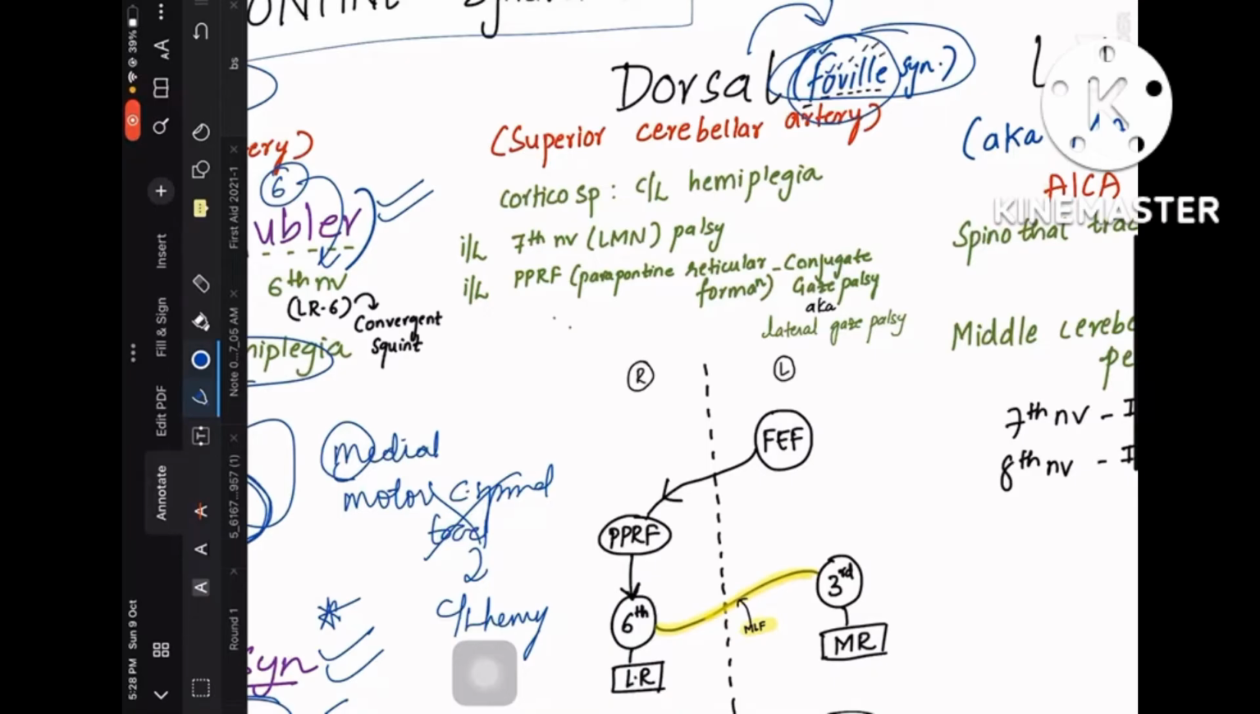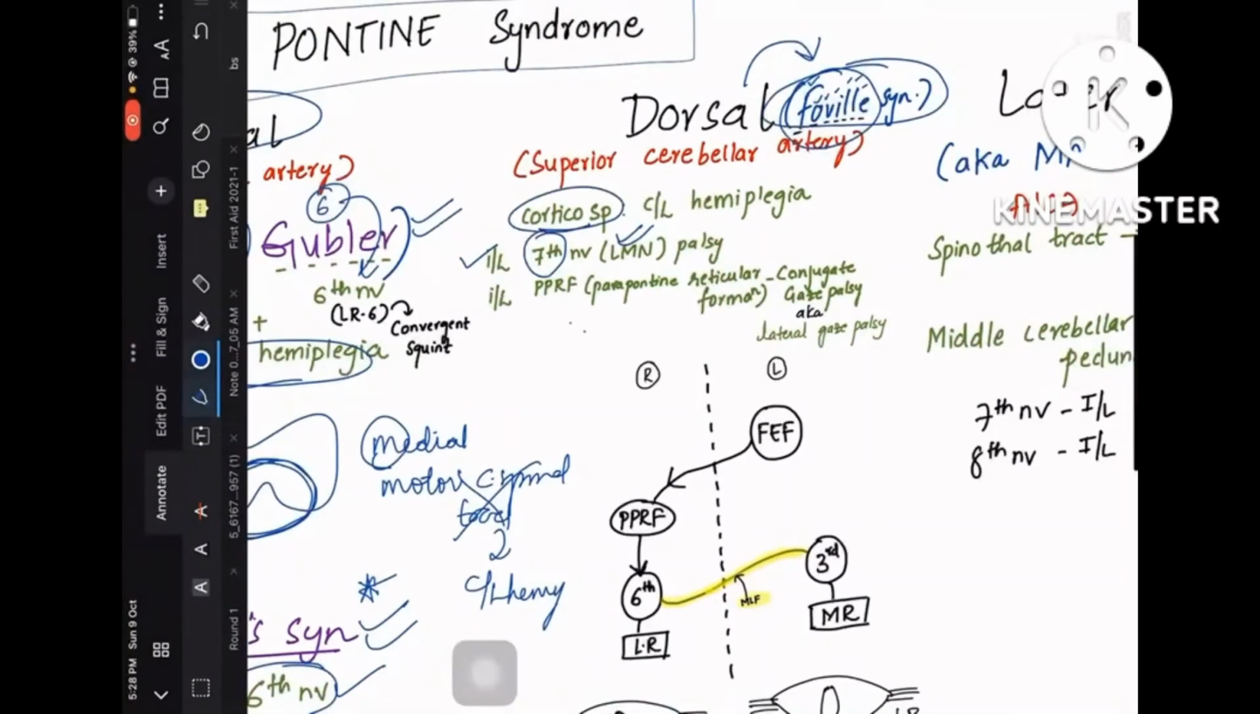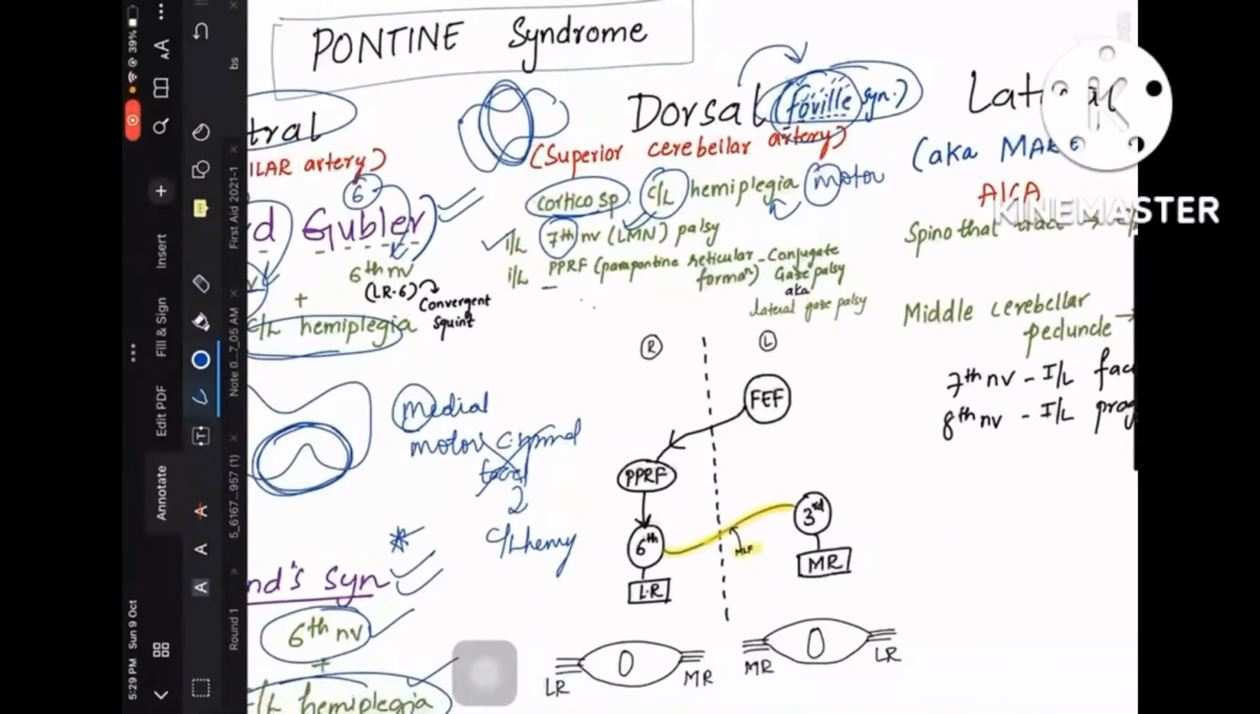F-O-V-I-L-L-E. So only the seventh nerve is involved. Here also, ipsilateral seventh nerve lower motor neuron palsy. And the corticospinal tract is involved because it also comes under the dorsal surface, but on the midline only. So since it is midline, motor is hemiplegia. Contralateral hemiplegia. Coming to the important point here, PPRF, the para-pontine reticular formation, is involved in Foville syndrome.